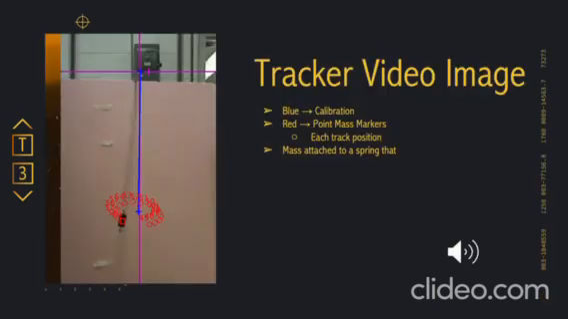Here is an image from our tracker analysis of a certain video. The blue line is a calibration stick, and the red points are point mass markers. These help us track position. As we can see here as well, there's a mass attached to a spring that is in motion.